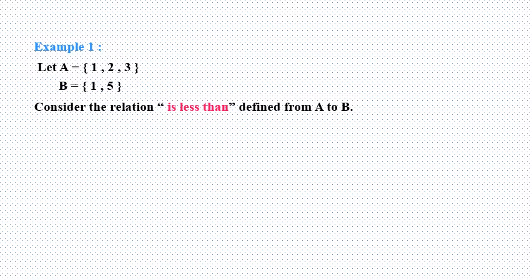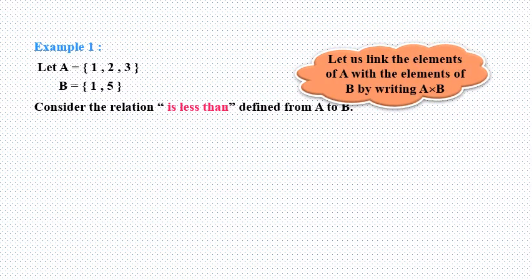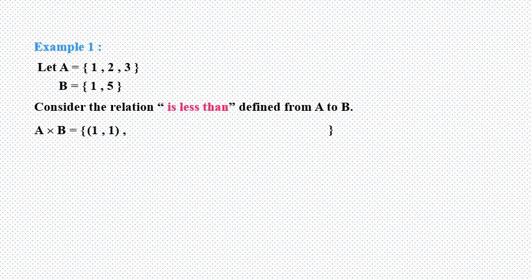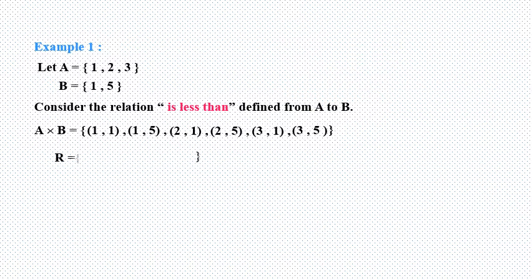See, here A, B are two sets given. Consider the relation is less than defined from A to B. A relation is defined from A to B. It is a subset of A into B. Correct? So let us link the elements in A and B. First we find A into B. Correct. Now introduce the relation is less than. Is less than means first number is less than the second number.